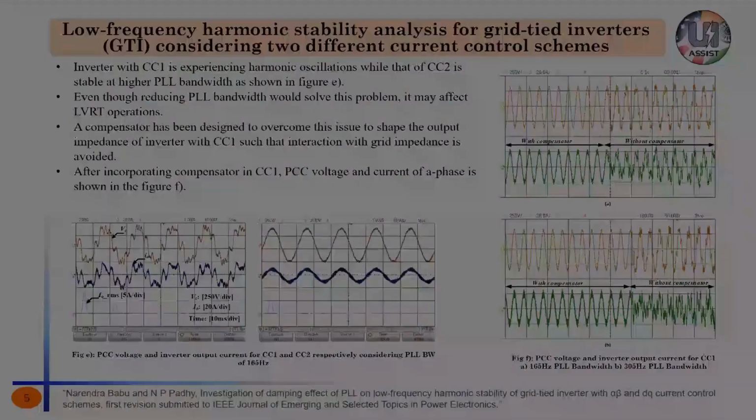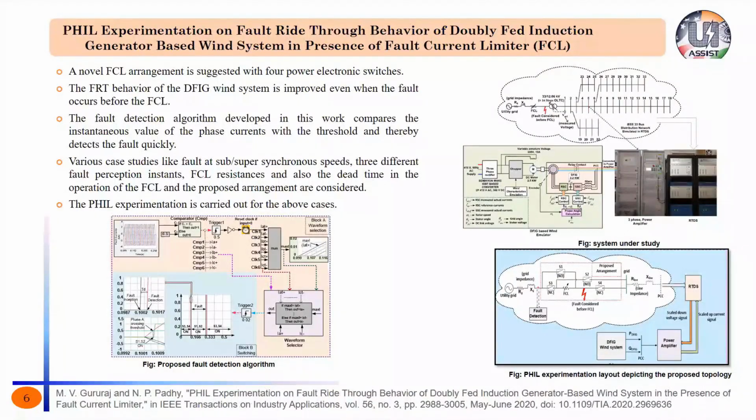Looking into the second objective, before looking into the problem, let us look at the system under study. We have shown it at the top right corner of the slide. Here we have considered an IEEE 33 bus distribution network, which is simulated inside the RTDS, and the DFIG wind system has been integrated through the PHIL experimental setup to one of the buses of the distribution system. Basically, we look into the fault ride through analysis of the system here.